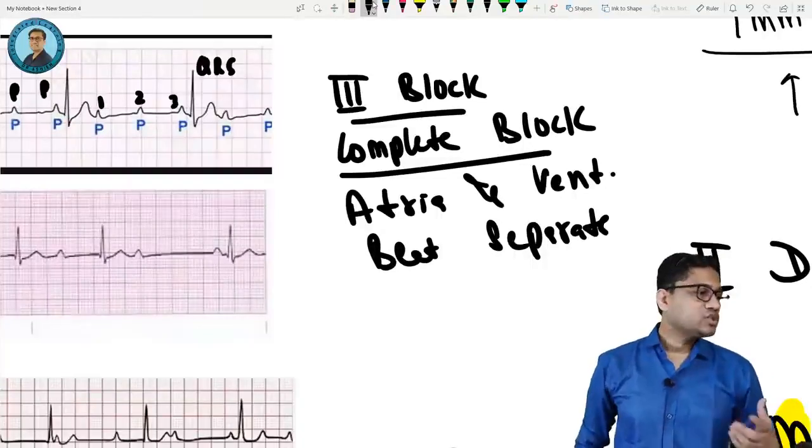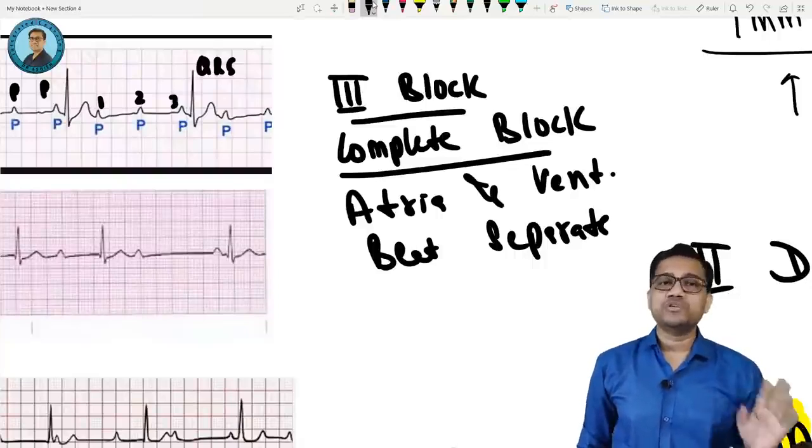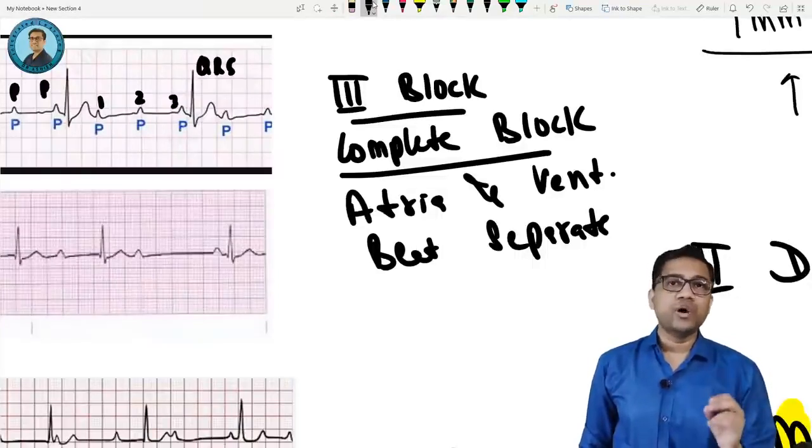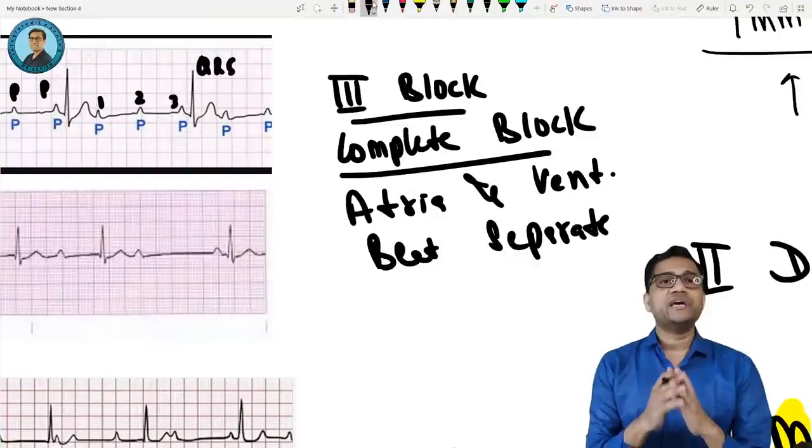Are you clear? Yes, okay. In Mobitz 2, the PR is almost normal. Okay, clear? So it is almost normal in Mobitz 2. Okay, clear? Okay, Indrajit. So is it clear to all of you?